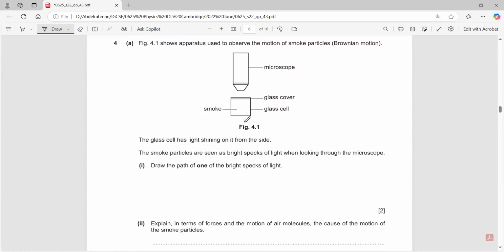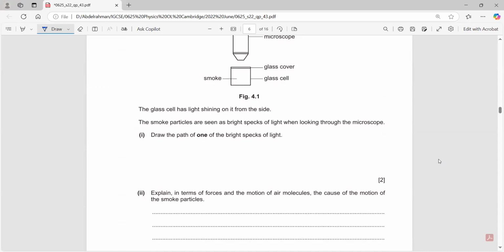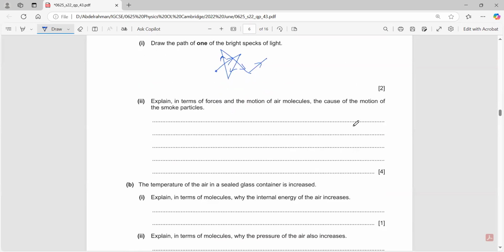Question 4. You have an apparatus used to observe the motion of smoke particles, the Brownian motion. Draw the path of one of the bright specks of light. You need to draw the Brownian motion, which is a random zigzag motion. So basically, an arrow moving in different directions randomly with no specific direction or pattern. Also, you have to have sharp edges. You cannot draw curves. Explain in terms of forces and the motion of air molecules the cause of the motion of these smoke particles.